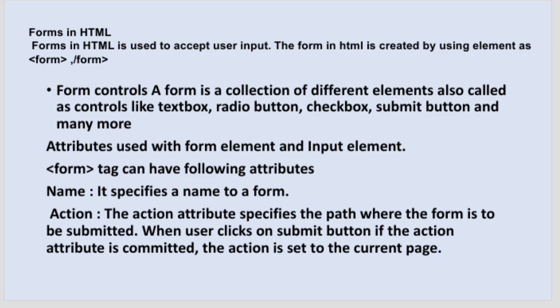Second attribute is action. The action attribute specifies the path where the form is to be submitted, when users click on a submit button. If the action attribute is omitted, the action is set to the current page. When we submit that page, it will go to the server of whoever has created that form.